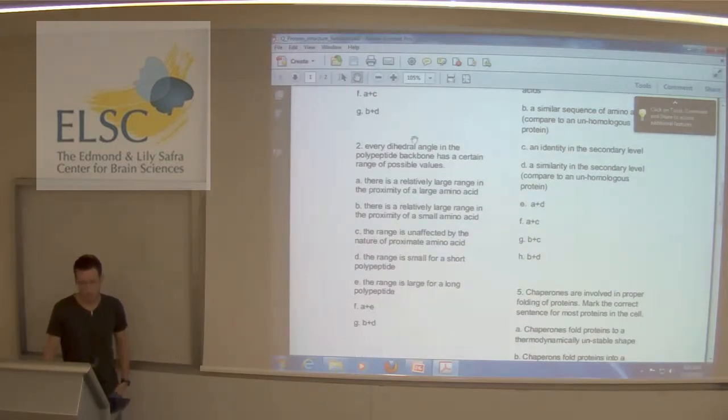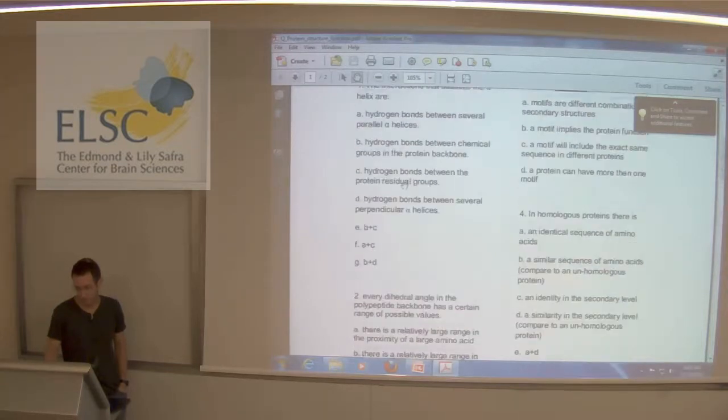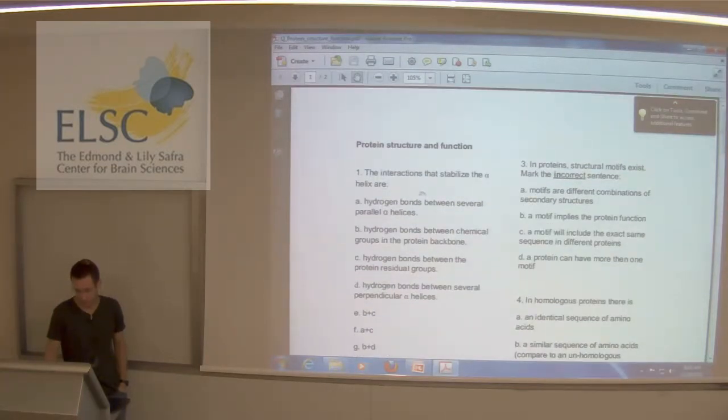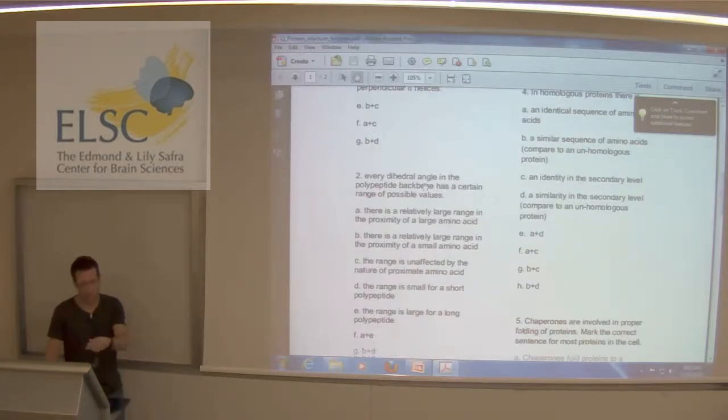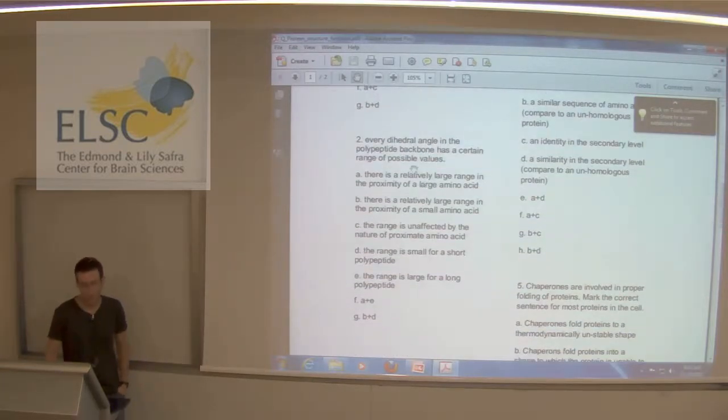Okay, this is about the two dihedral angles that we defined last class, and one before that. Every dihedral angle in the polypeptide backbone has a certain range of possible values. It's maybe a quite soft question. I wouldn't say it's the best for an exam because I'm not sure about a definite single answer, but let's discuss it. The guiding instructions are that when you have no question, then just mark the correct or the most correct answer.